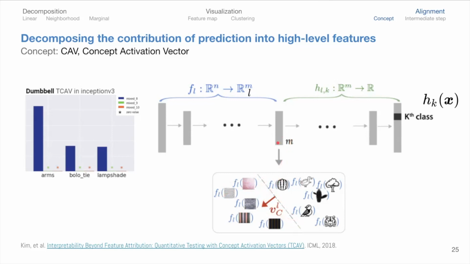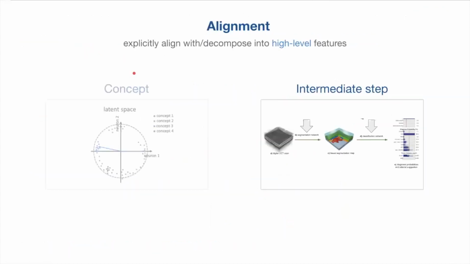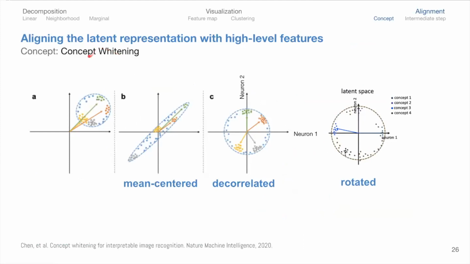And we can calculate the relative difference from the decision to the concept vector as a concept sensitivity, a quantified measure of this concept's importance. So this is the CAV method. Another method is called concept whitening. So this idea is, instead of probing into the latent representation of an already trained model, this method is constructed during training. So this is an inherently interpretable approach.